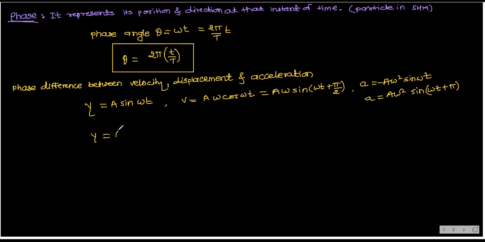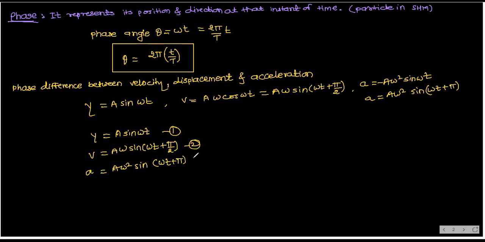Now you can see we have three equations. y is equal to A sine omega t. Let us suppose this is equation number 1. Next we have v is equal to A omega sine (omega t plus pi by 2), equation number 2. And the third equation, acceleration is A omega square sine (omega t plus pi), equation number 3. Okay. Now easily you can see, note point number 1.